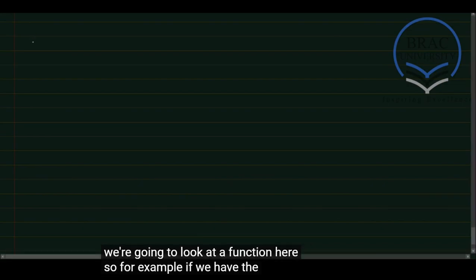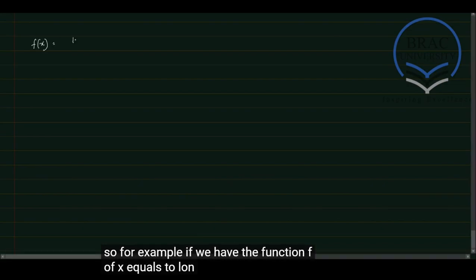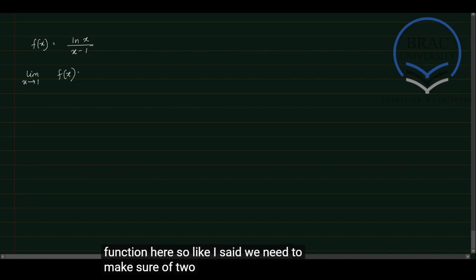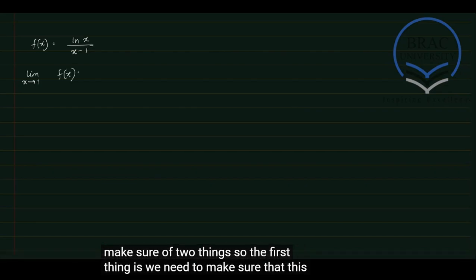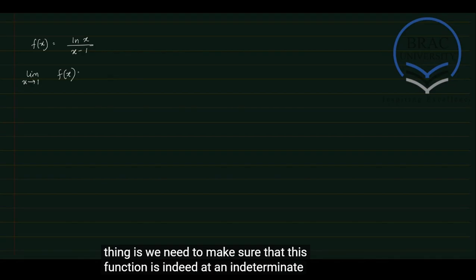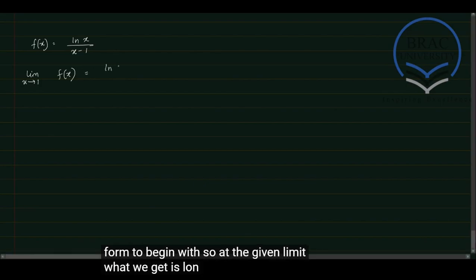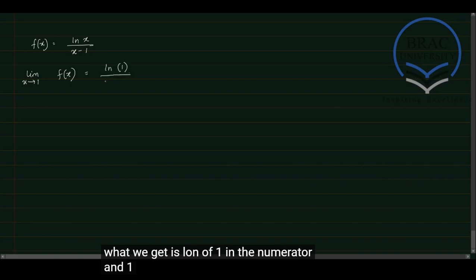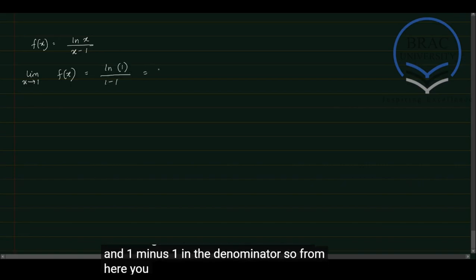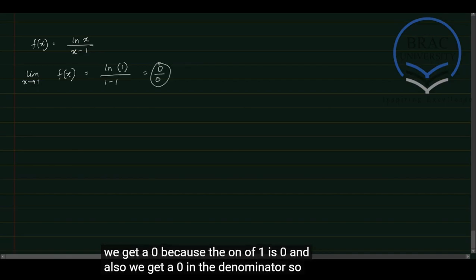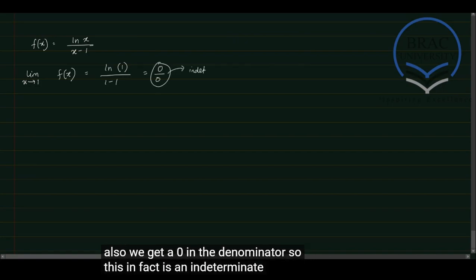For example, if we have the function f of x equals ln of x divided by x minus 1, and we're asked to find the limit when x tends to 1 of this function. Like I said, we need to make sure of two things. The first is that this function is indeed in an indeterminate form to begin with. At the given limit, we get ln of 1 in the numerator and 1 minus 1 in the denominator. In the numerator we get a 0 because ln of 1 is 0, and we also get a 0 in the denominator. So this in fact is an indeterminate form.